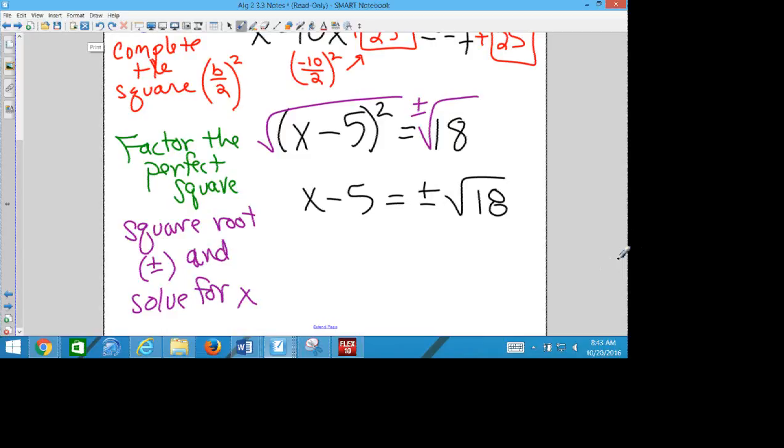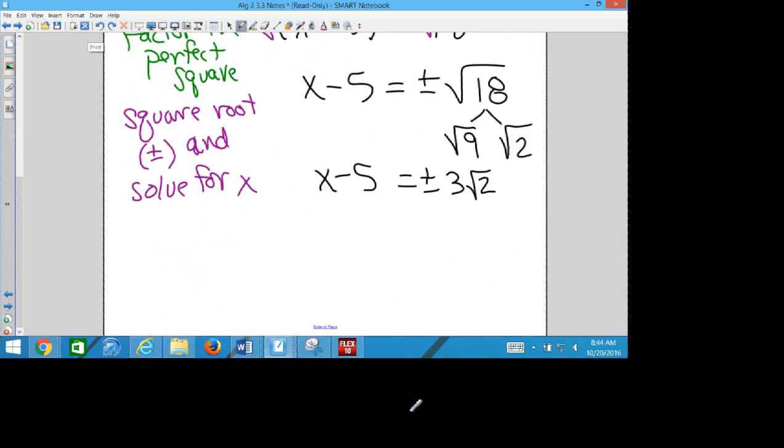Is the square root of 18 a perfect square? Does the square root of 18 have a perfect square in it? Yes. So we're going to simplify the square root of 18 by pulling out any perfect squares it has. What perfect square is in 18? 9. We have not isolated x yet. It's not by itself, so what should I do? Add 5 to both sides.